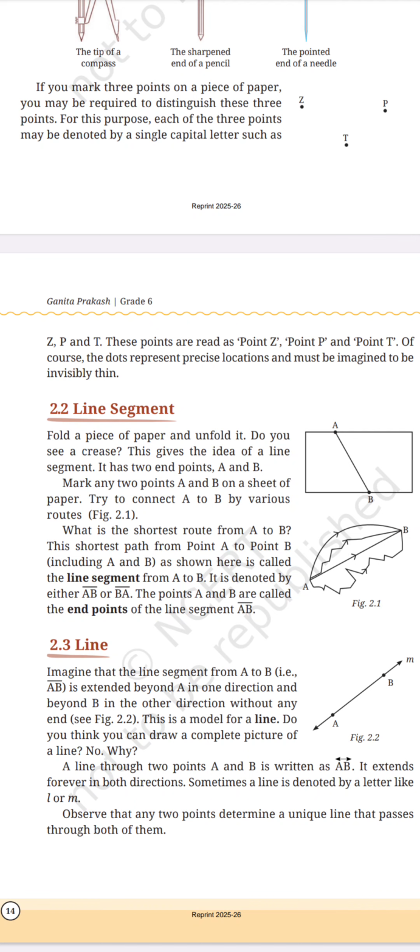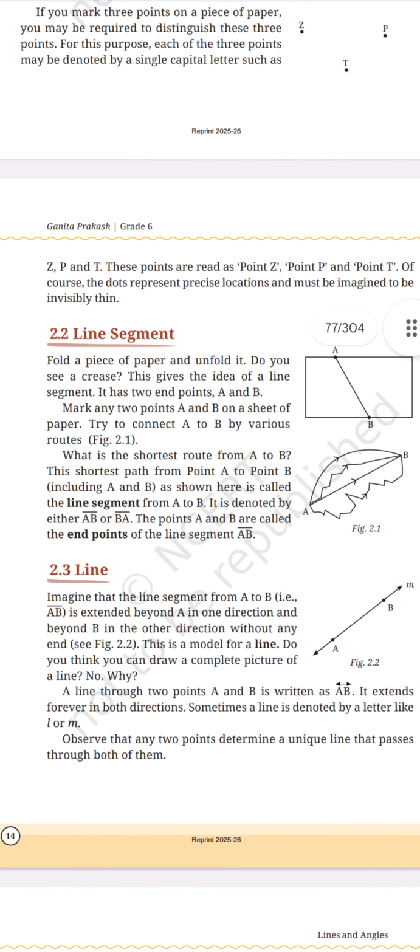Okay, guys, AB is a line segment. It is denoted by either AB or BA. The points A and B are called the endpoints of the line segment AB. Line segment AB.